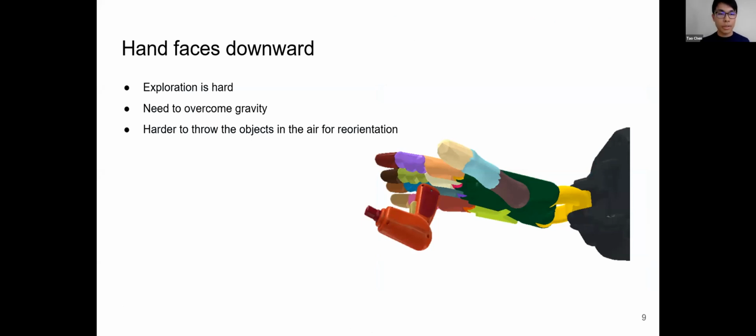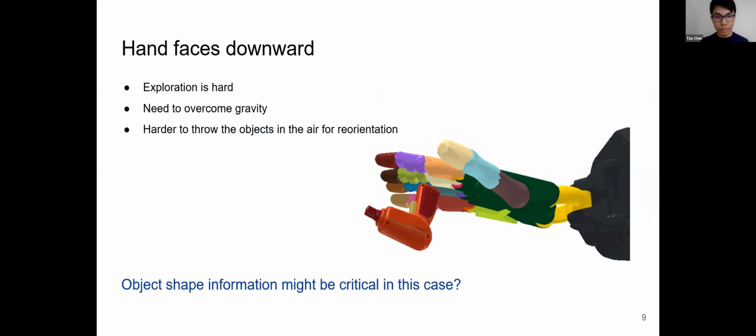This case is much more difficult because the exploration is hard and the hand needs to overcome the object's gravity. And it's hard for the hand to figure out the shortcut of throwing the objects in the air for reorientation. And in this more challenging task, one might think the object shape information should definitely matter here.